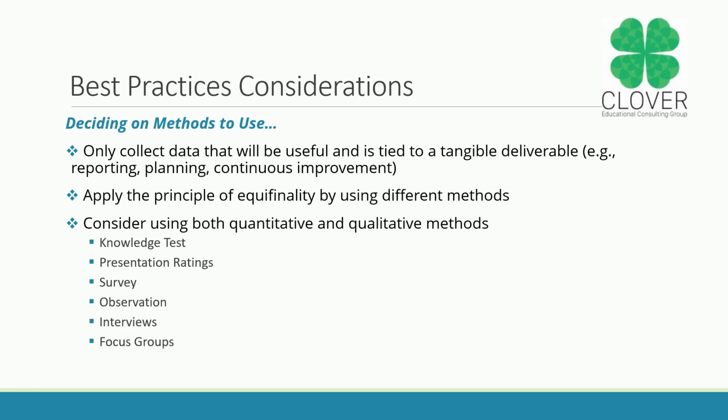And then consider using both qualitative and quantitative methods for any of the particular data that you need. So examples that are commonly used: knowledge tests, presentation ratings and observations, surveys, observations, interviews, focus groups. Those are all really common that can be used throughout both the process and the outcome evaluation. If you are just considering using surveys, for example, you can still implement some qualitative questions or open-ended questions in that survey so that you can get richer information for your evaluation. So really consider using both.